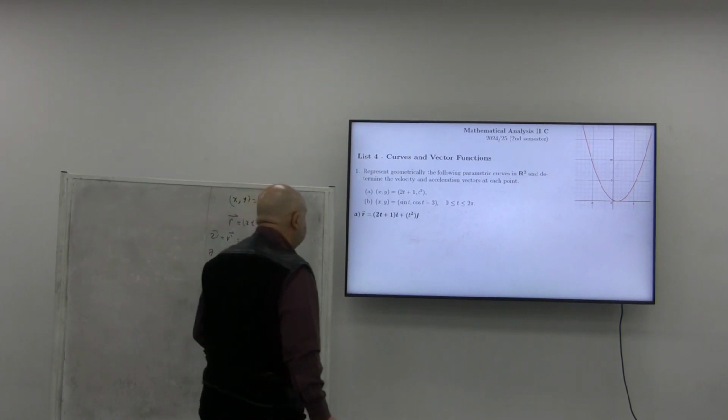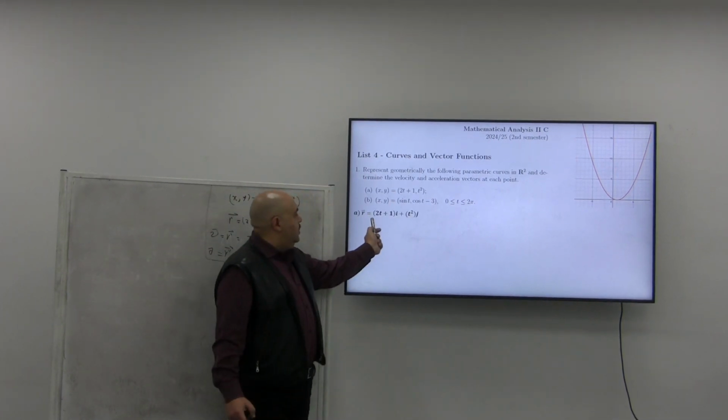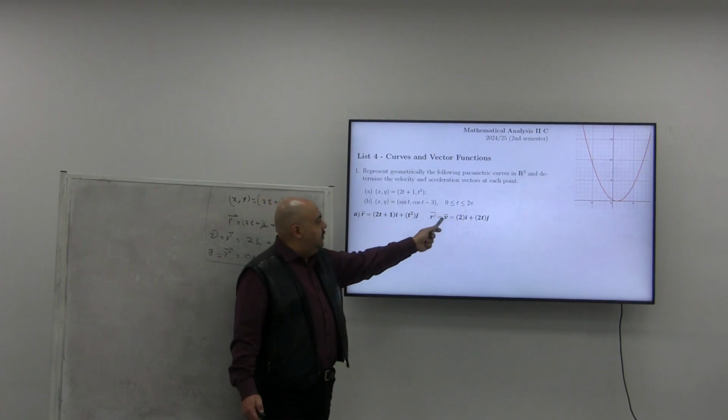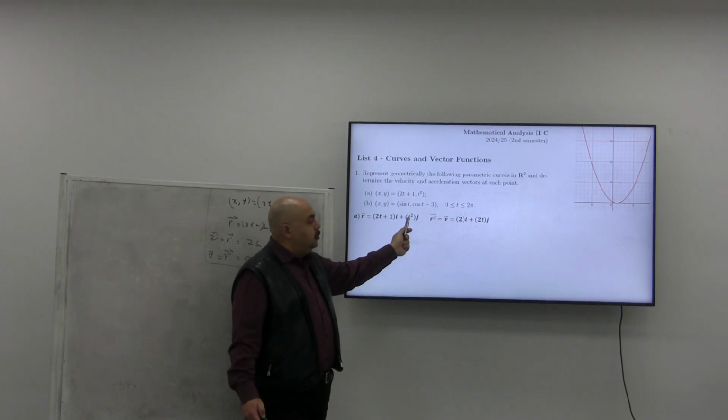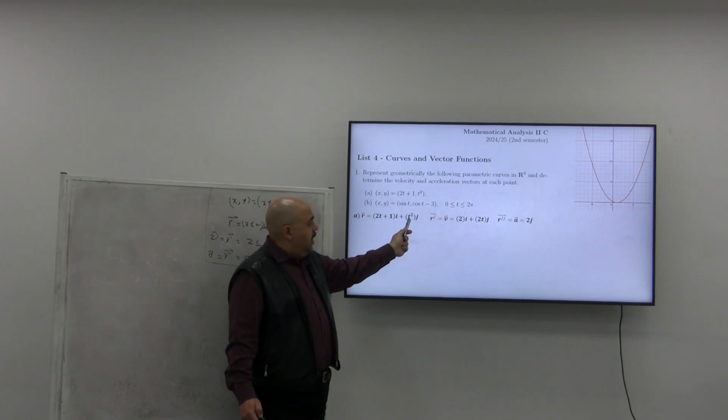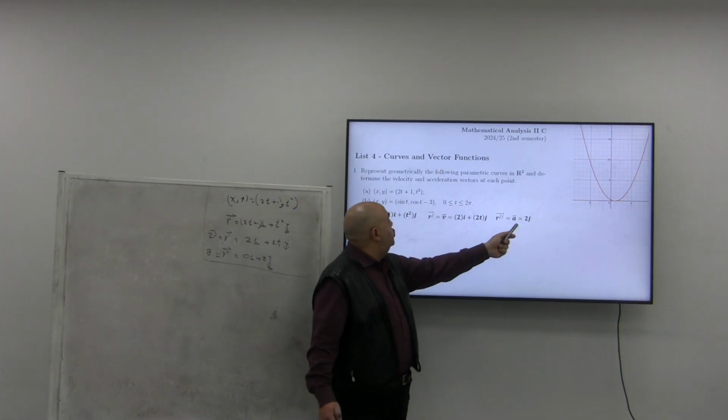Okay, here we go. This is first r of t. I will get the first derivative, which is going to be 2 plus 2t. Similarly, I will get the acceleration, which is 2j.